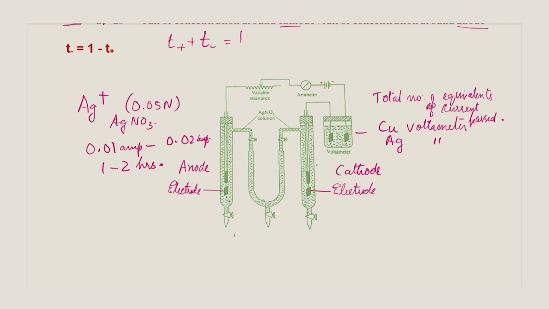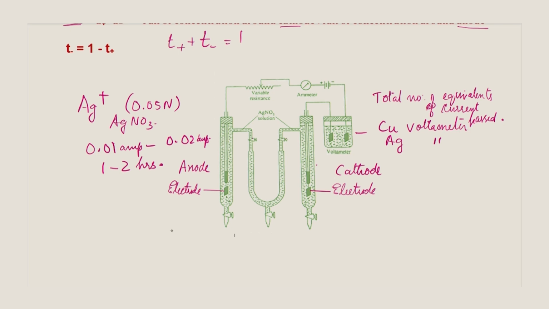Now, the current and the time of flow of current are so adjusted that there is a measurable change in the anodic and cathodic compartment concentrations, but at the same time there should not be a mixing of the two electrode solutions. That should be taken care of. So, the current is passed keeping the stopcocks at the top of the U tube open, not the bottom one. After some time the stopcocks are closed and the anodic solution is drained out.